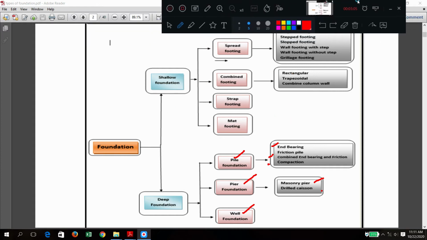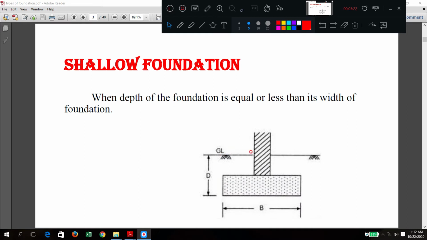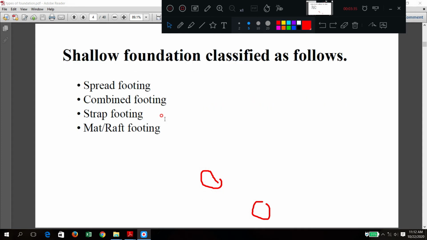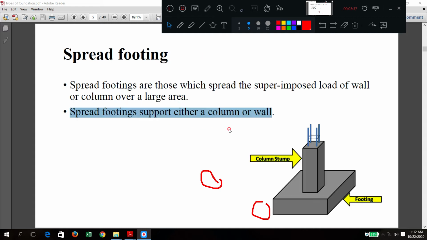Now we have seen the spread footing, and in that spread category we have seen four or five types. That is pending. Now we will see in the diagrammatic portion how it looks. A shallow foundation is simple, where depth is less than its width, and it spreads to a larger area. This diagram was already shown. The classification we have just seen.